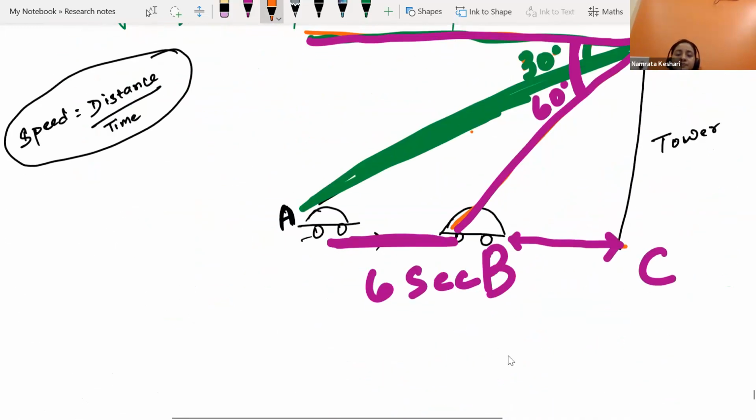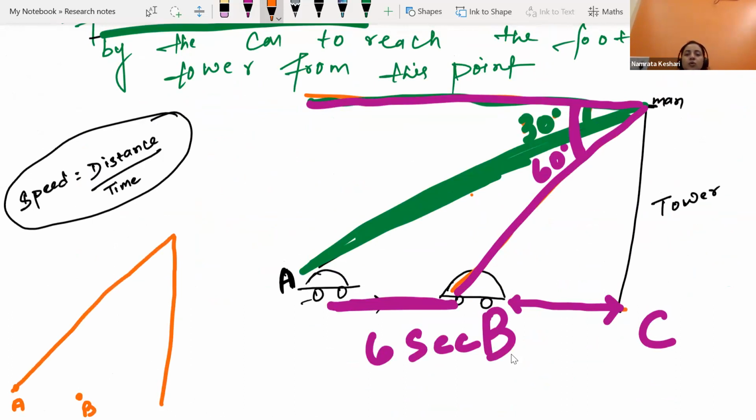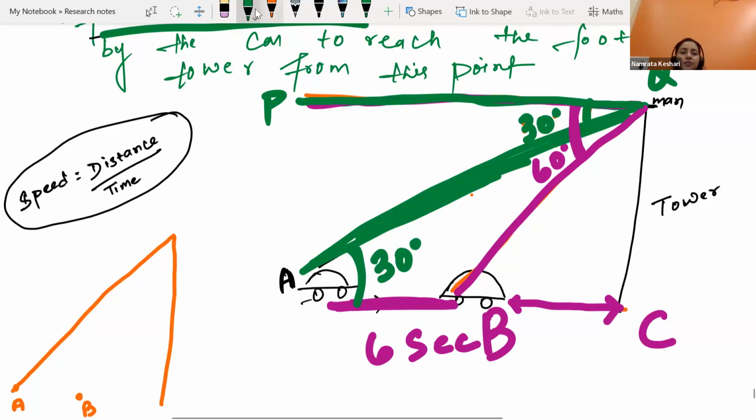Now let's draw the figure properly. We have a tower. There is a car at point A at first. Initially, it came to point B later on, taking 6 seconds. Now, if you focus on that green colored angle, can you see that if PQ and AC are parallel lines and AQ is a transversal, then this angle will also be 30 degrees? Are you getting it? And this angle will be 60 degrees. Yes or no? Yes, ma'am. Let's draw it accordingly.